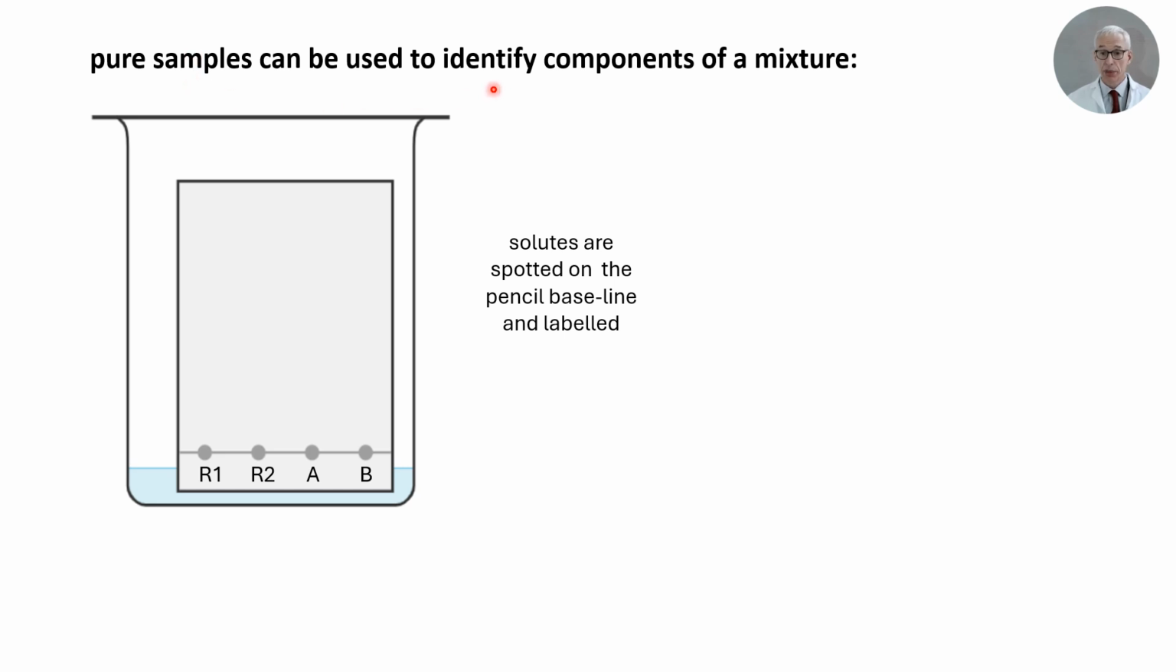To identify components of a mixture, pure samples are often used. Solutes are spotted on the pencil baseline and labelled, but we know the identity of reference material 1, it's pure, and we know the identity of pure reference material 2. So these are pure samples whose identity is known. We then spot two unknown solutes. We don't know what A and B is. We know what reference 1 is and reference 2 is.